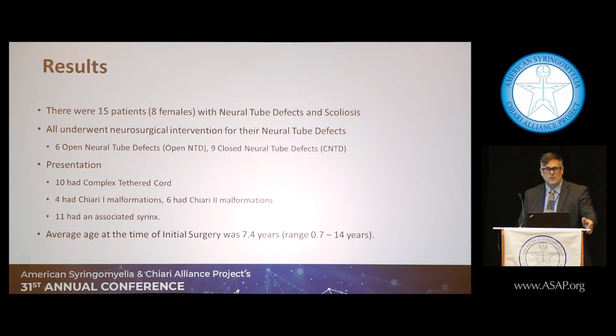Open neural tube defects, myelomeningocele, were a great deal of surface areas attached to skin or dura or other things creating the tethering. 4 had Chiari 1 malformations, 6 had Chiari 2 malformations. Once again, the 6 with Chiari 2 malformations are open neural tube defects. 11 of these patients had syrinxes associated with the neural problems. The average age at the time of initial surgery was 7.4 years of age, and that's when we addressed the neural issue.